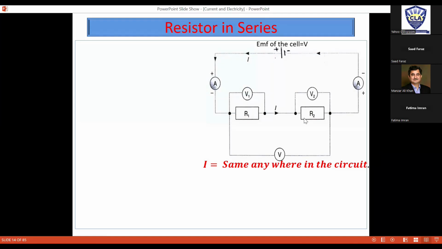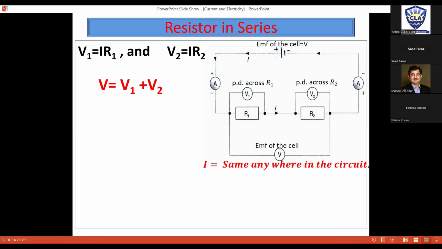So they will have different voltages V1 and V2. V1 can be calculated as IR1. V2 can be calculated as IR2. This will be the potential difference across R1. This will be potential difference across R2. And the total voltage will be the EMF of the cell. So from here, EMF will be equal to V1 plus V2. If EMF of the cell is V, that means it will be IR1 plus IR2.